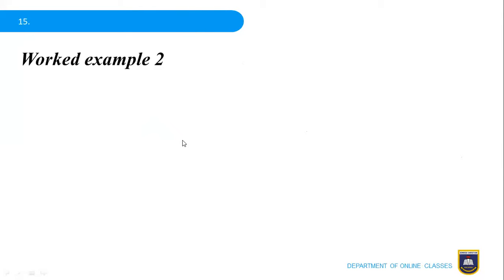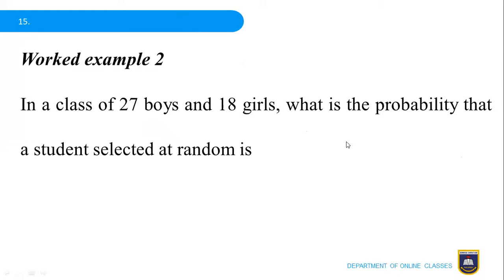We go to example number 2. In a class of 27 boys and 18 girls, what is the probability that a student selected at random is A, a boy, and then B, a girl? Everybody should try the first one. Got 18 over 45.